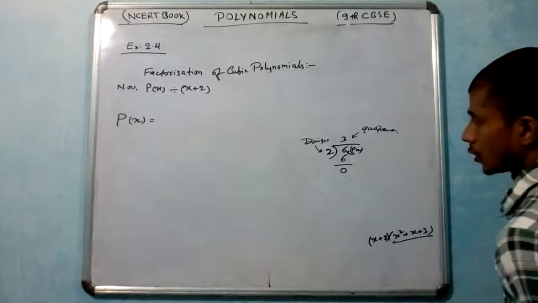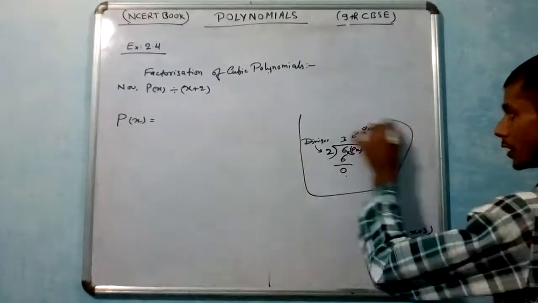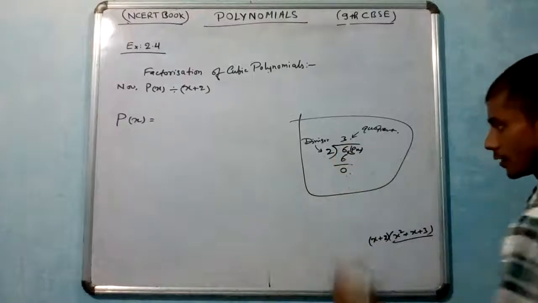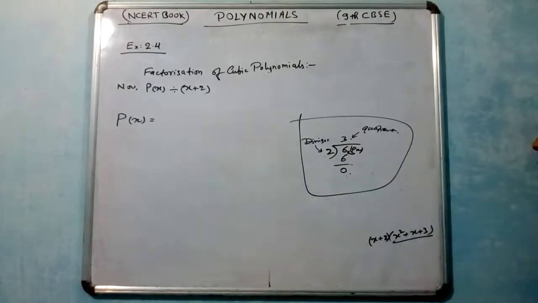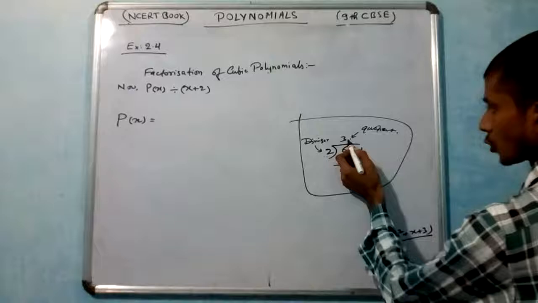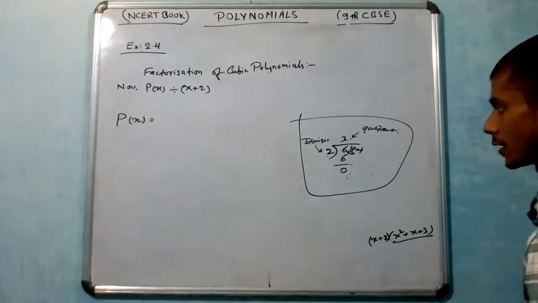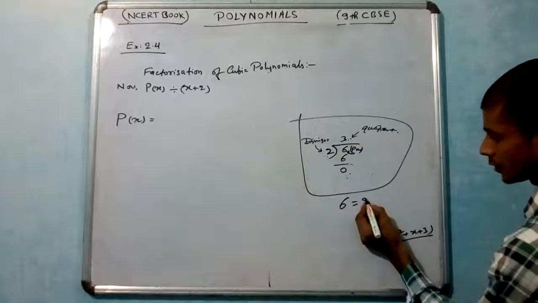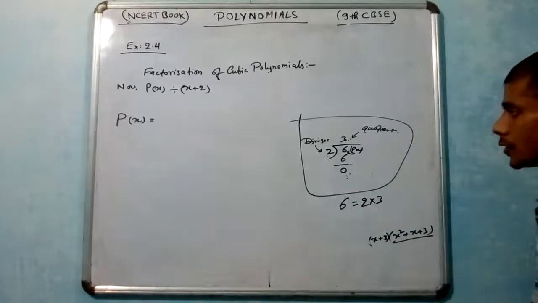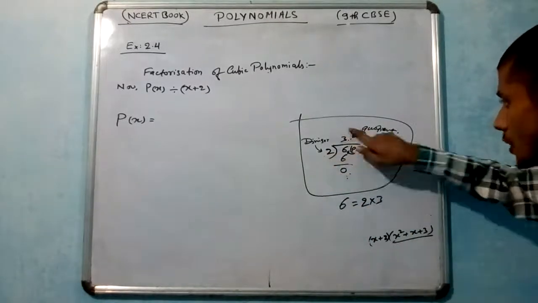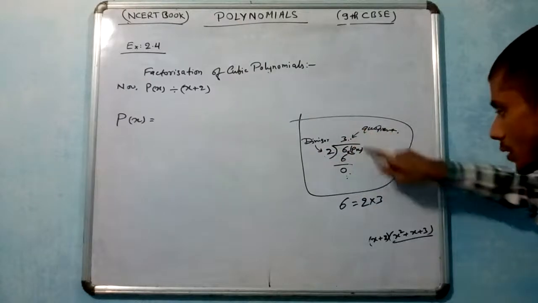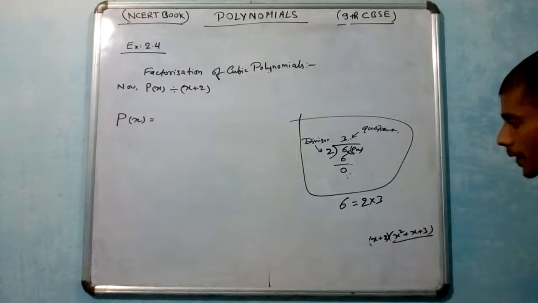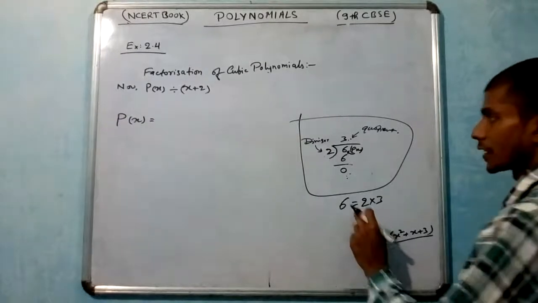This is remainder, okay? So what is the division algorithm? Remember the division algorithm. Dividend is equal to divisor into quotient plus remainder. So 6 is equal to 2 into 3. Can I write? This 2 and this 3, divisor into quotient, and plus 0, so no need to write, leave it. Okay? So just like that I will write here p(x).